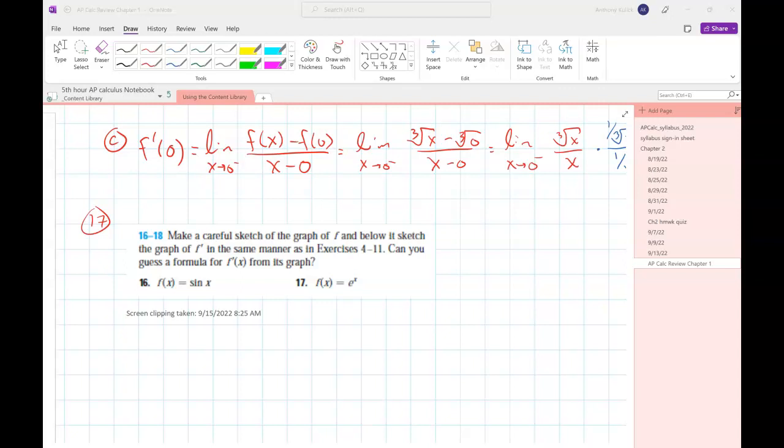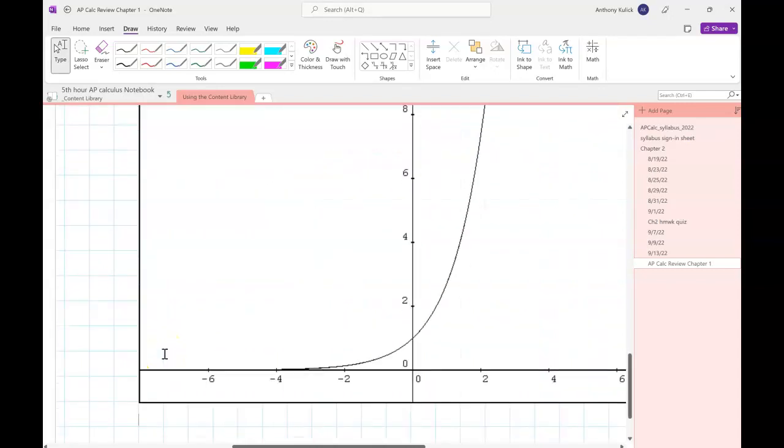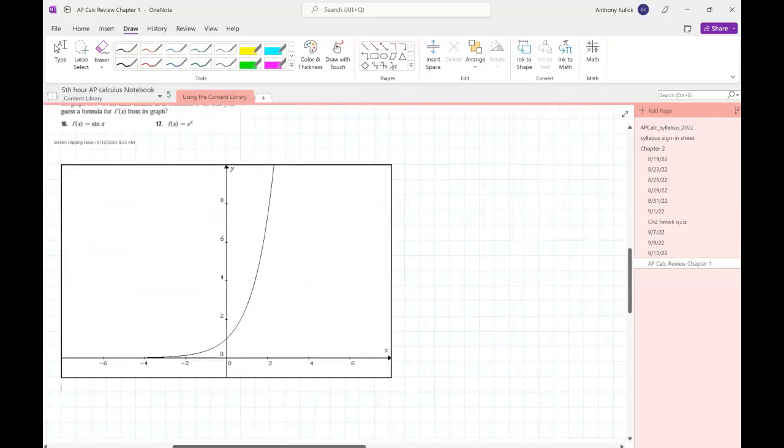Make this look the way I want it to. All right. So here's my graph of f of x. It would be the equivalent of me typing this into my calculator. I just used a graphing software. It would be easier to get it onto the screen or dumped into OneNote.